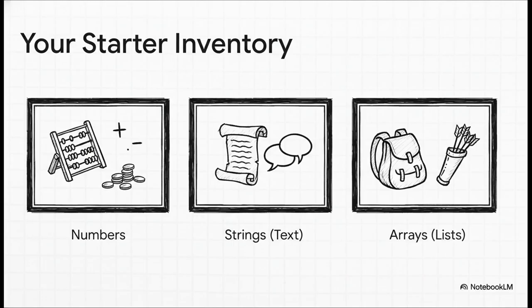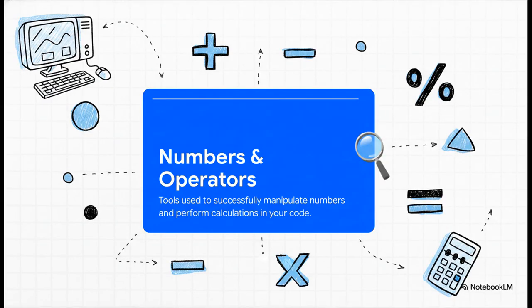So what goes into these boxes? Well, think of it like your starter inventory in a video game. It's pretty straightforward. You've got numbers for all your math, you've got strings, which is just a fancy word for text, and you have arrays, which are basically just lists to keep things organized. These are the absolute fundamentals. Yeah, at the end of the day, computers are just really, really good calculators. And JavaScript is no exception. It's got all the tools you need for basic math. Adding, subtracting, you name it, right out of the box.